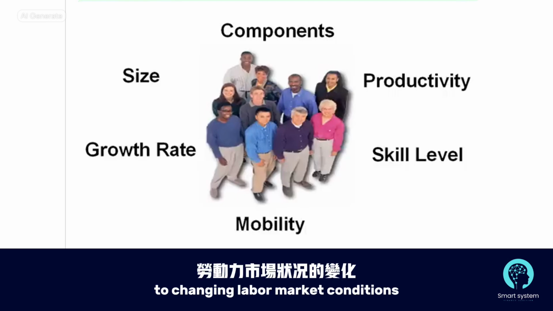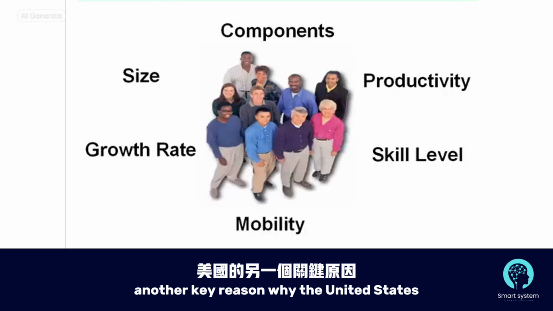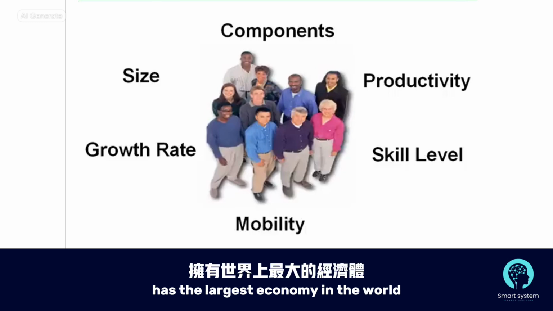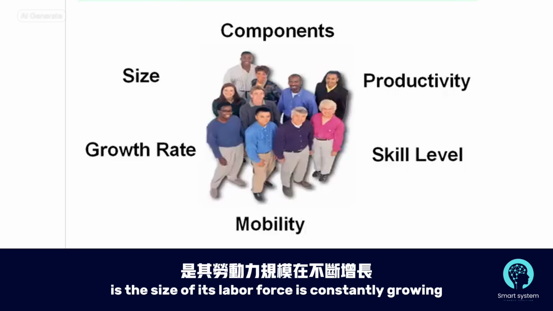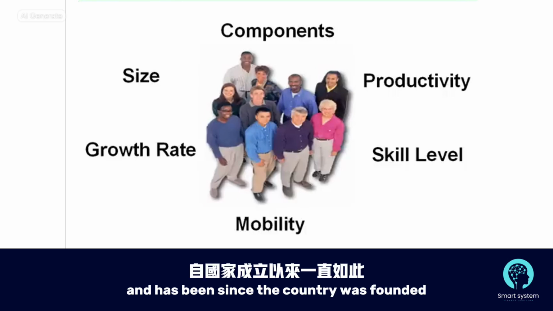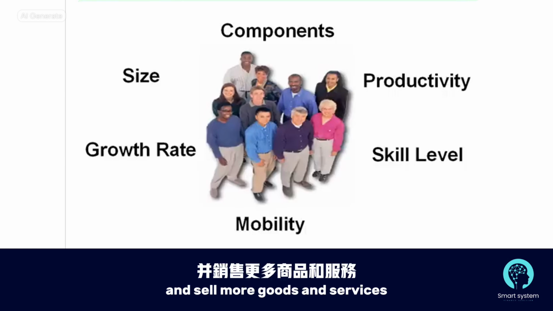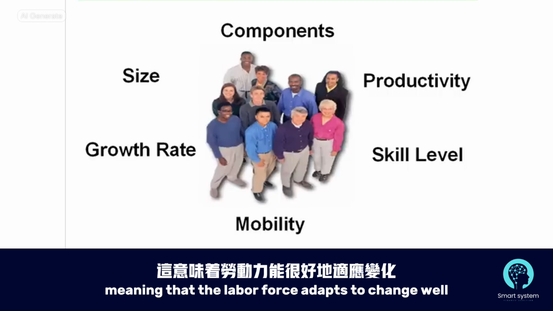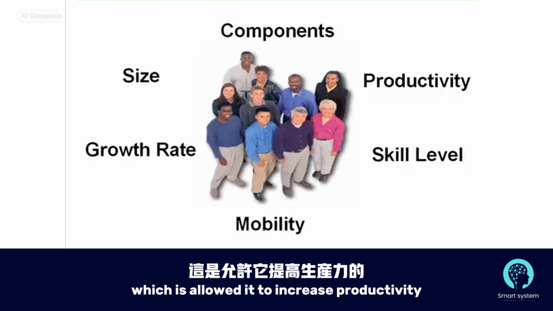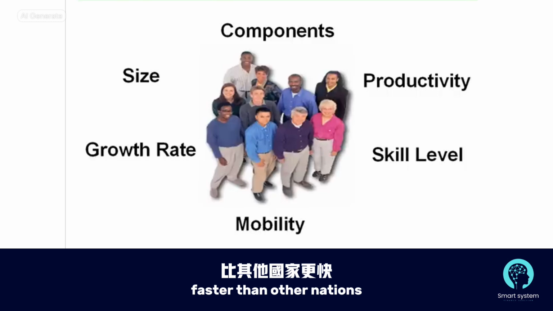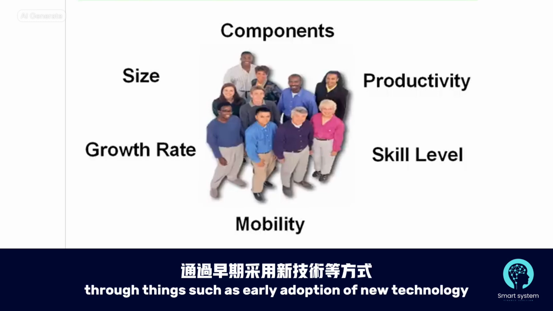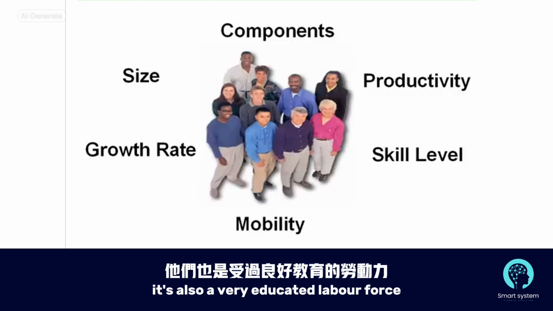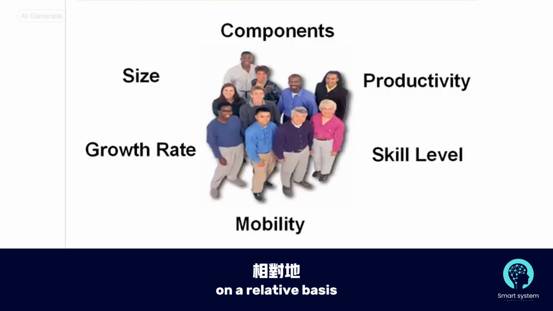Another key reason why the United States has the largest economy in the world is that the size of its labor force is constantly growing, and has been since the country was founded, allowing the economy to produce and sell more goods and services. Secondly, it's a relatively mobile labor force, meaning that it adapts to change well, which has allowed it to increase productivity faster than other nations through things such as early adoption of new technology. It's also a very educated labor force on a relative basis.